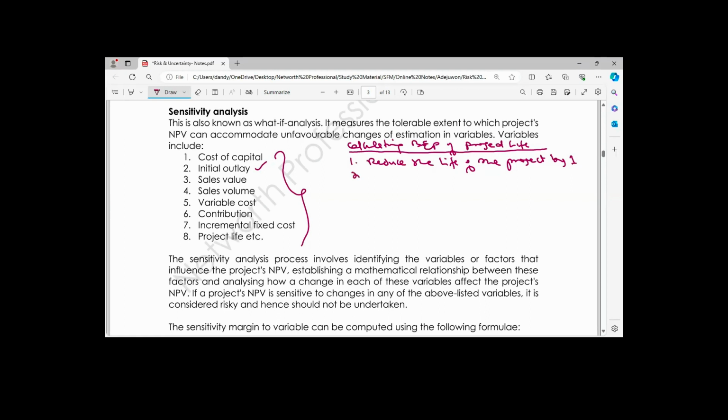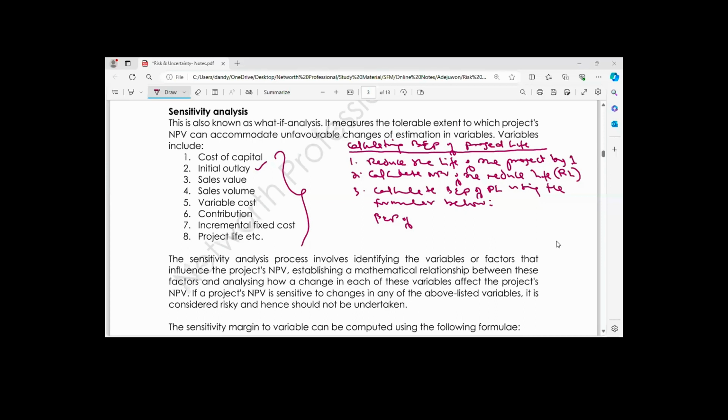Step 2, you calculate NPV of the reduced life. Then step 3, you calculate break-even points of project life using the formula below.